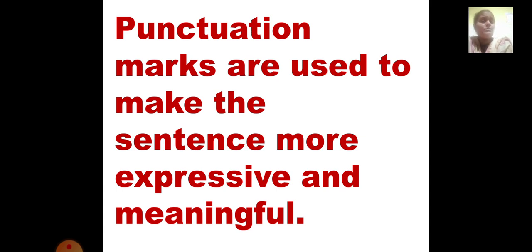So, what are punctuation marks? They are like full stop, comma, question mark, exclamatory mark, open inverted comma, single open inverted comma, close inverted comma, and many more. These are the punctuation marks which are used while writing sentences and they add meaning to it.